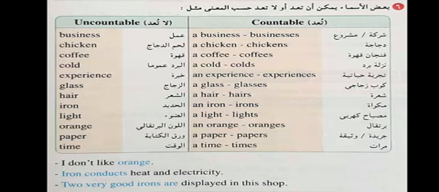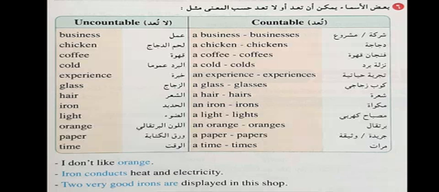Not only business, but other words like chicken, which means the meat of chickens. A chicken, a whole chicken, the animal, can come in plural, chickens. Coffee, you mean the liquid itself. A coffee, you mean a cup of coffee, and so you can give the plural coffees. Cold, which is the absence of heat. A cold, it means the sickness itself, al-marad, or colds.